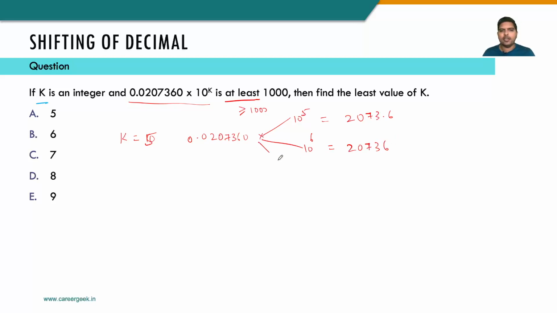So as you can see, this is already greater than 1000. This is also greater than 1000. All of these are going to be greater than 1000. So the important thing is what is the least value of k such that this is greater than 1000. So the answer is going to be definitely 5.